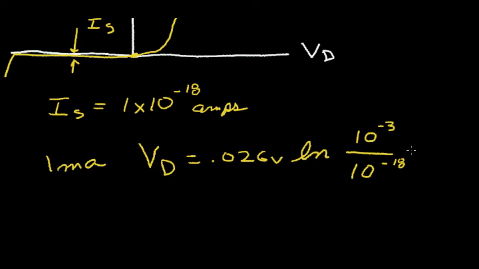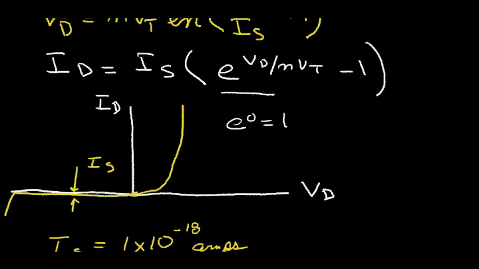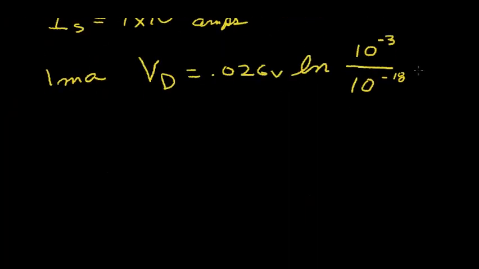And we have a plus 1 term, don't we? Yeah, we have a plus 1 term. That's pretty negligible, but let's include it here. So if we compute the value of this, we'll get a voltage of 0.898 volts.